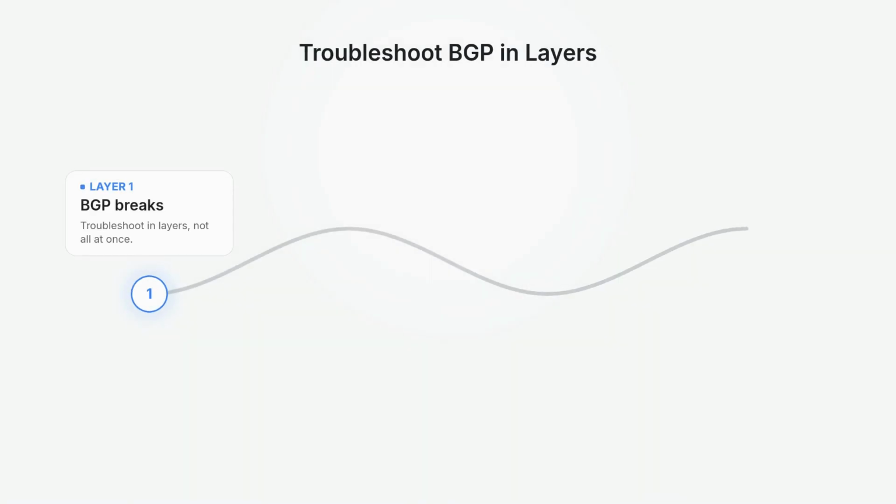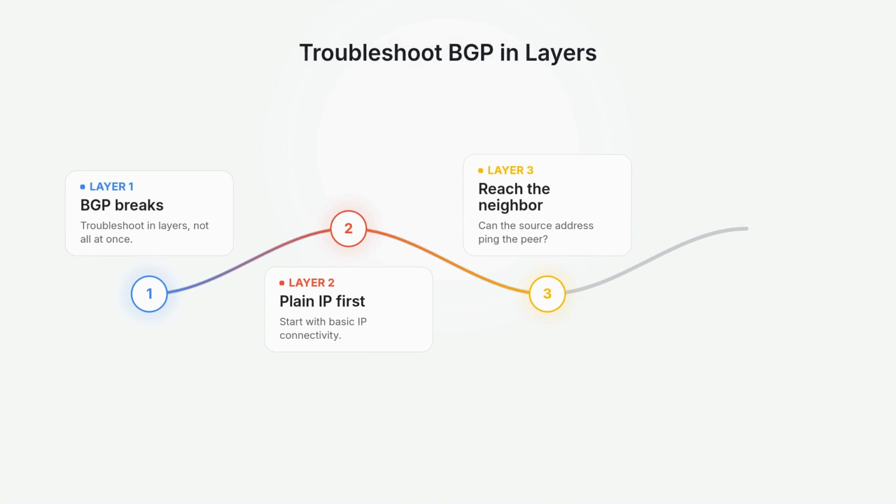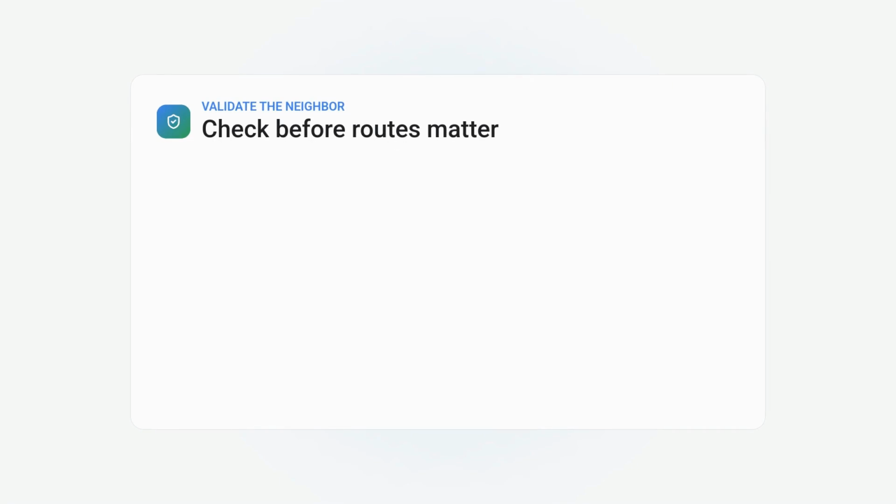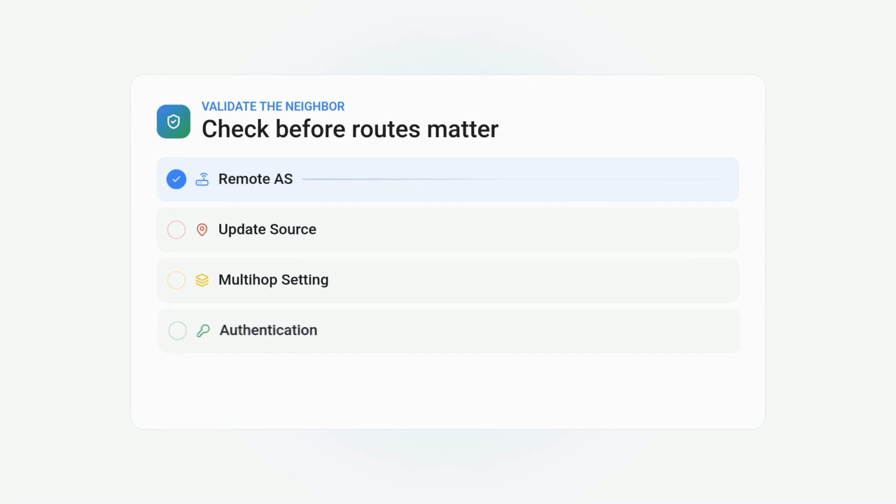When BGP breaks, troubleshoot in layers. Start with plain IP connectivity. Can the source address reach the neighbor at all? If not, BGP is not your first problem. Then validate the neighbor definition itself. Wrong remote AS, wrong update source, missing multihop, bad authentication, or a loopback that is not reachable will stop the session before routes ever matter.